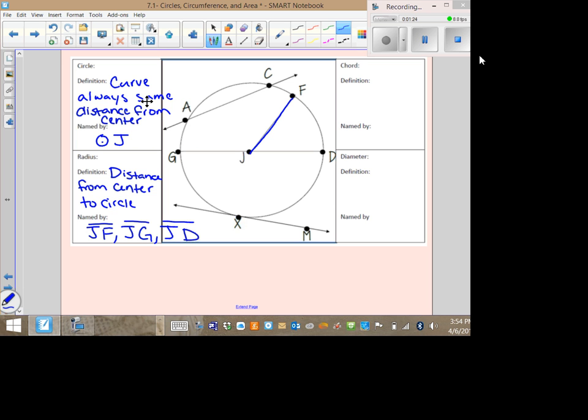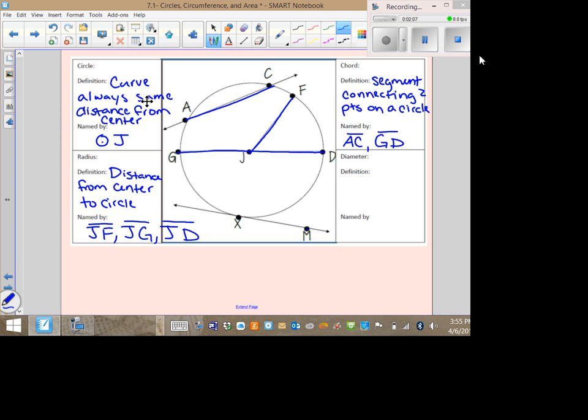All right, now let's talk about a chord. A chord is a line segment connecting 2 points on a circle. So it's a segment connecting 2 points on a circle. All right, so a chord would be like AC. So it connects points A and C. Also note that G to D are connected, so that would also be considered a chord. Would XM be a chord? No, because M does not lie on the circle.